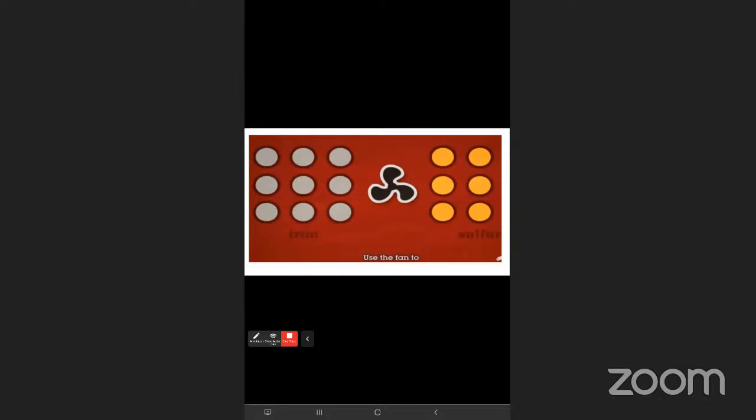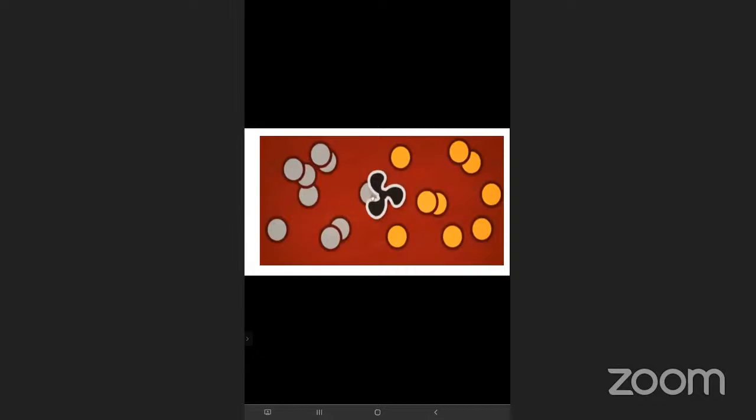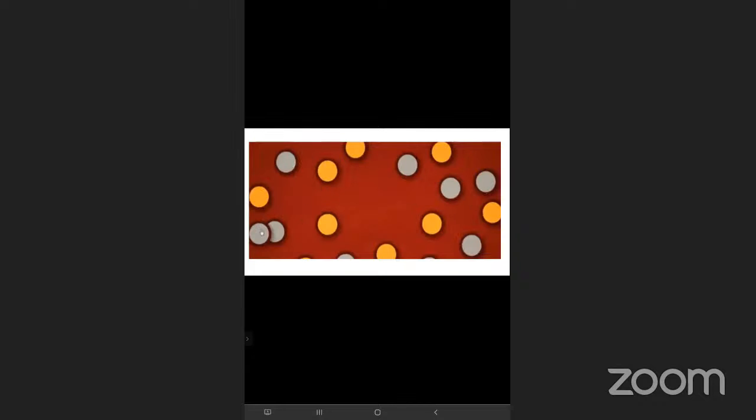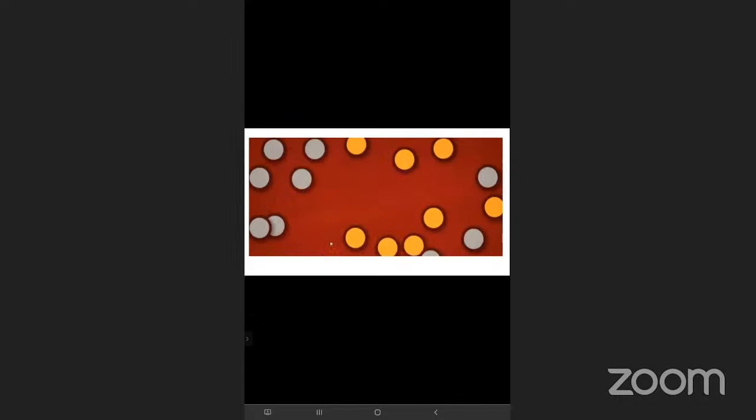See here, for example, iron and sulfur atoms are there. To mix them, we are using a fan. When we switch on, the fan will rotate. Now the atoms also rotate, so the positions are changed. Now we can separate them very easily, because these atoms are combined by a physical process. There is no chemical process. So we can separate them again into their positions by physical process only. So components of a mixture can be separated using physical methods.